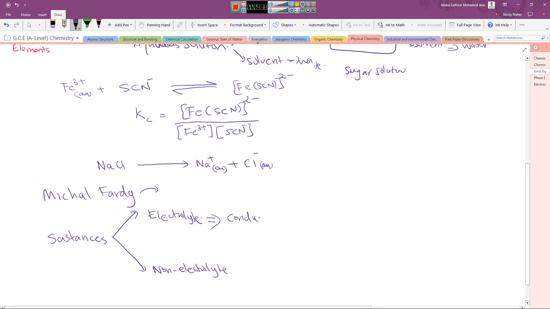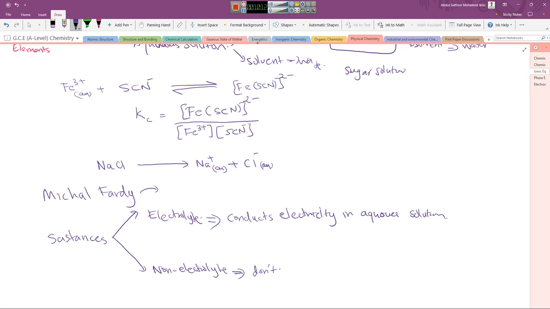So, conducts electricity in aqueous solution, right? Okay. And conversely, the non-electrolytes are the substances that do not conduct electricity in aqueous solution, right? So here, I'm just writing a dot. Okay. Now the examples for electrolytes.